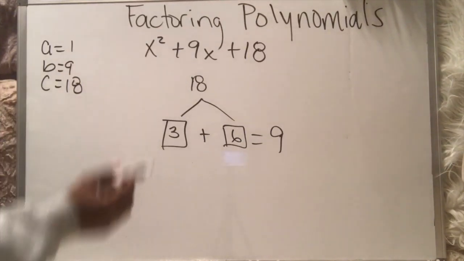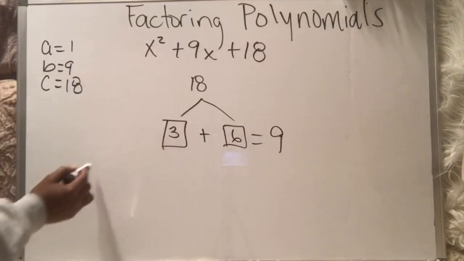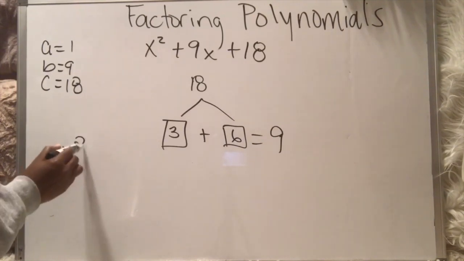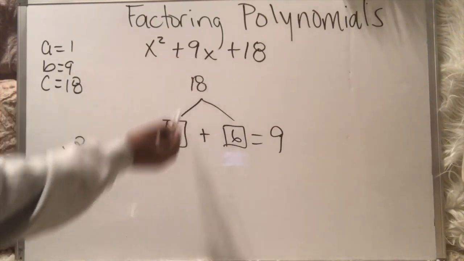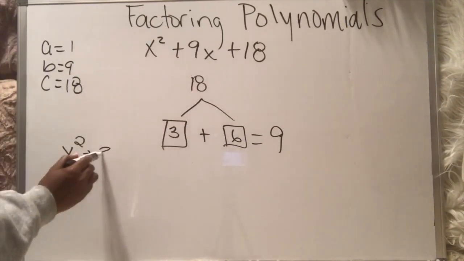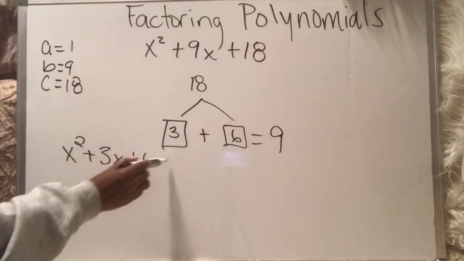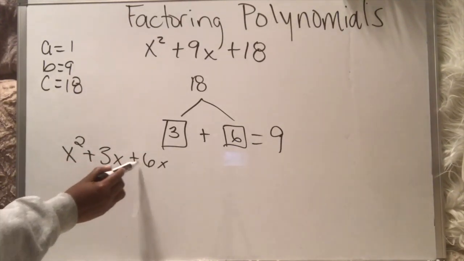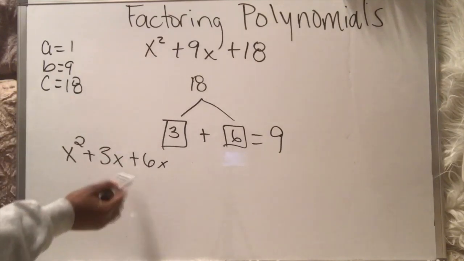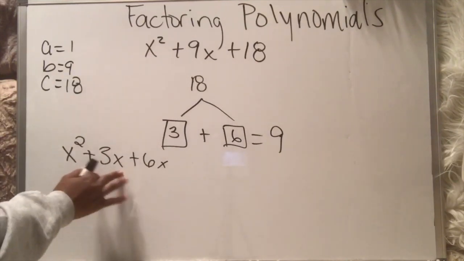We write down, and we're going to put an x with that. So we have x squared, and instead of using 9x, we're going to say plus 3x plus 6x, because remember, 3x plus 6x does give us 9x, but we just broke it up, plus 18.